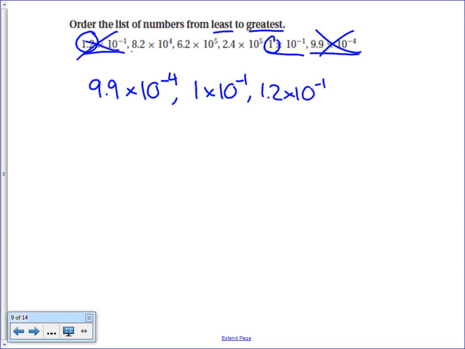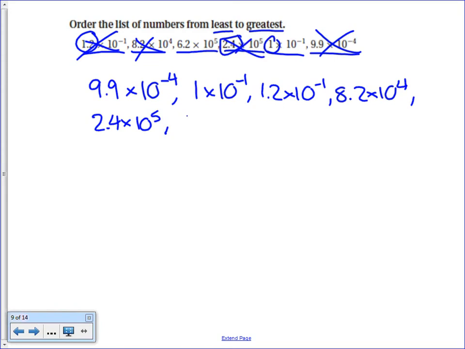All right, which one is bigger? That one right there with the positive 4. So 8.2 times 10 to the 4th. And I have 2 of them that have a 10 to the 5th power. So you just have to look at that number in front. Well, 2.4 is the next biggest one. So 2.4 times 10 to the 5th. And the last one will be that 6.2 times 10 to the 5th. So look at the powers. And if you have 2 of them that are the same power, look at that number in front.